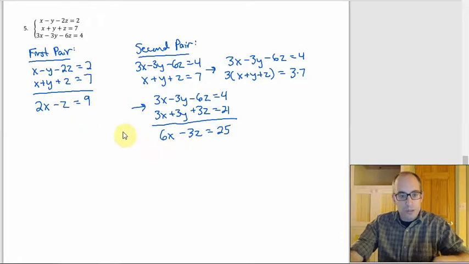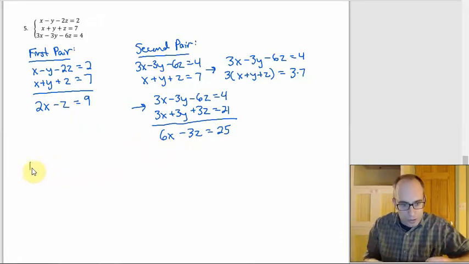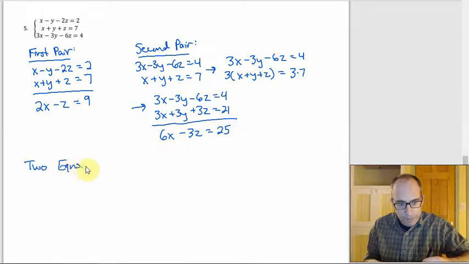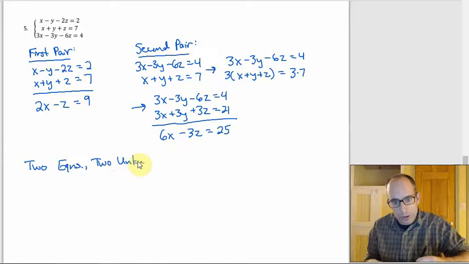Okay, so we've got our 2 equations with 2 unknowns.